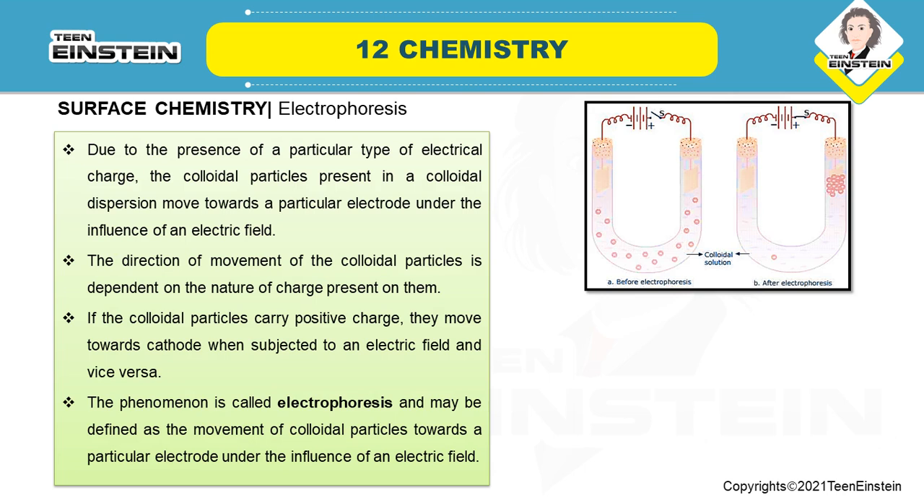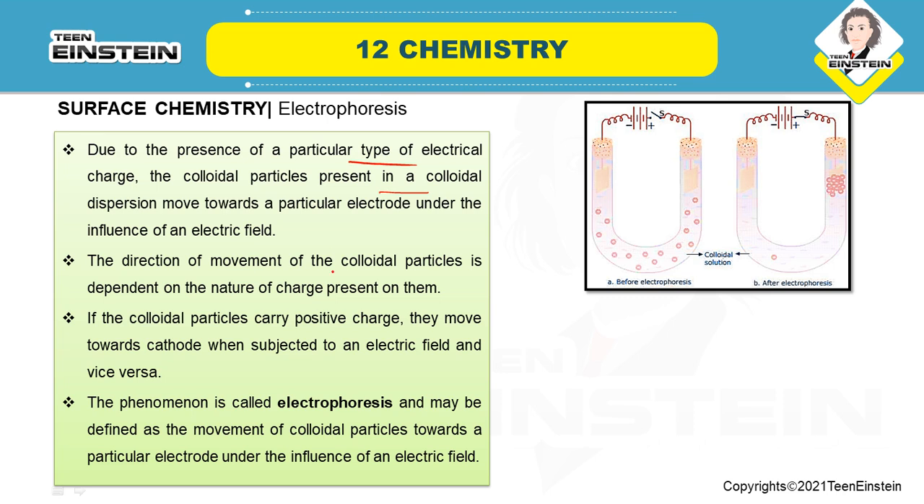Electrophoresis. This is a property which is observed for colloidal particles. It is also related to their charge. Due to presence of a particular type of electric charge, that we have seen, it may be negative, it may be positive, colloidal particles present in the dispersion will move towards a particular electrode under the influence of an electric field. If the particle is positively charged, it will move towards the cathode. If it is negatively charged, it will move towards the anode.